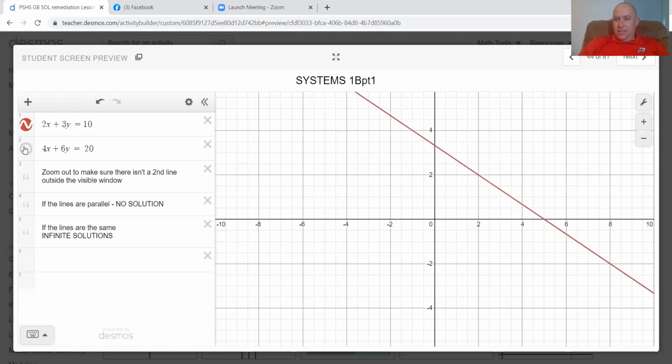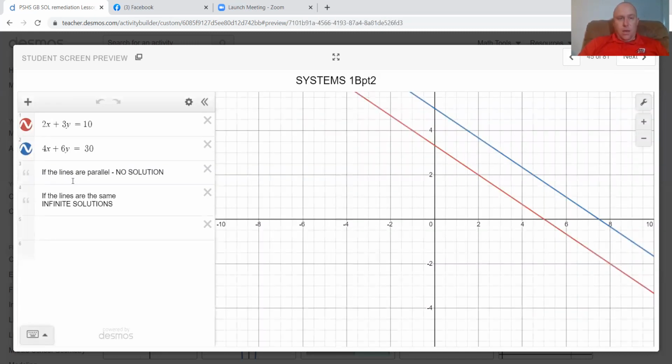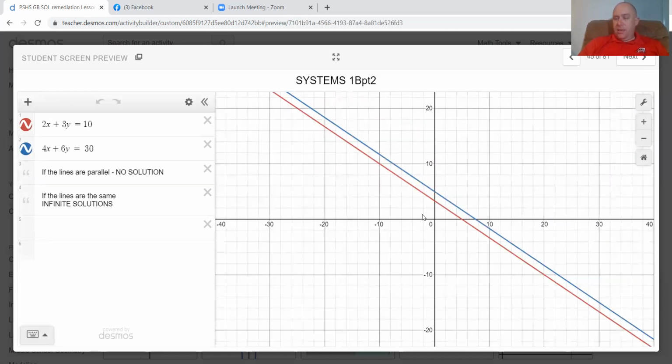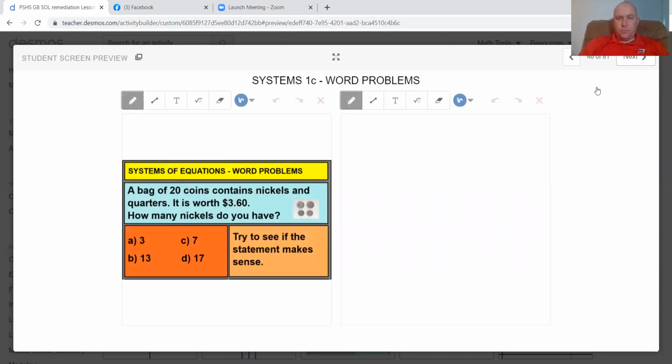But this one here, you can see these are exactly the same line. And for that reason, this one would be an example of infinite solutions. Whereas this time when you type them in, you can clearly see these are parallel lines. So these do not cross. So this would be an example for no solutions.